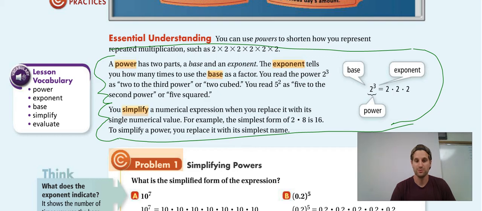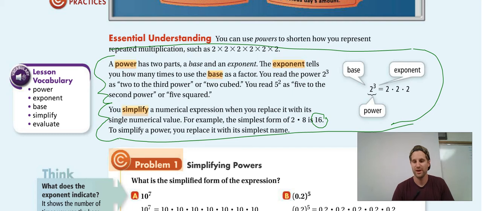And it says, go ahead and write this, you simplify a numerical expression. Expression means there's no equal sign. We haven't dealt with that yet. You simplify it when you replace it with its single numerical value. For example, the simplified form of 2 times 8 is 16. To simplify a power, you replace it with its simplest name. So in this case, 2 times 2 times 2, 2 times 2 is 4, and 4 times 2 is 8. So the simplified expression for that would be 8.